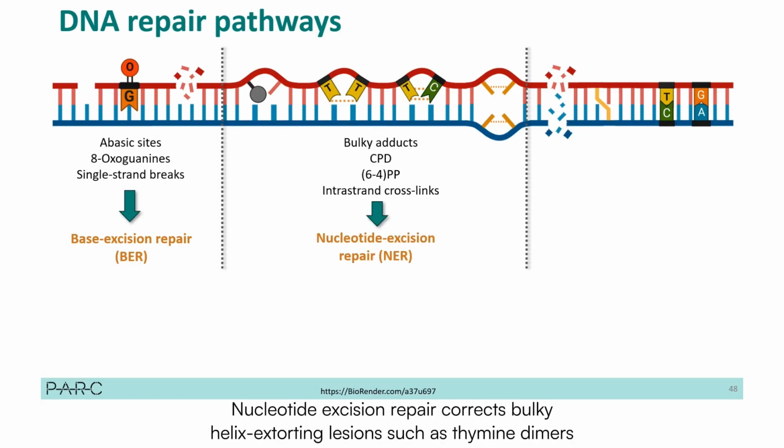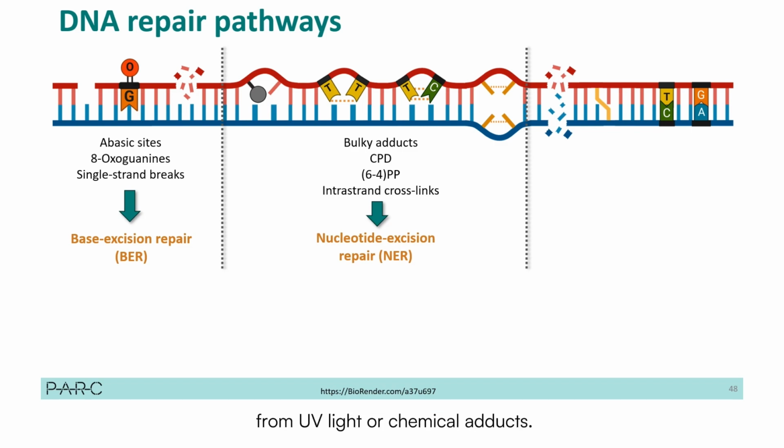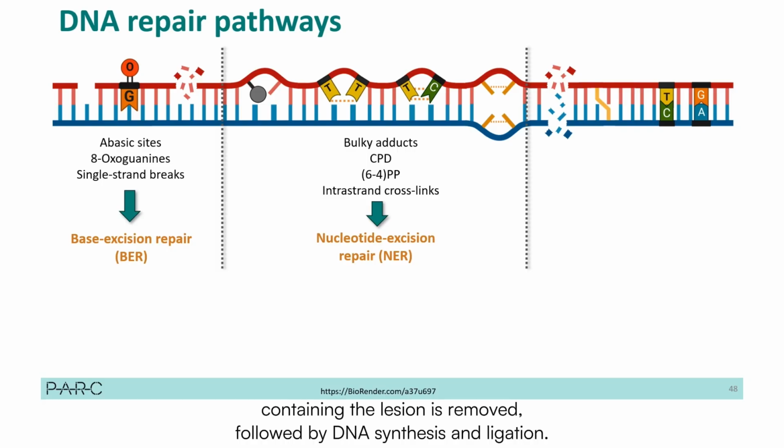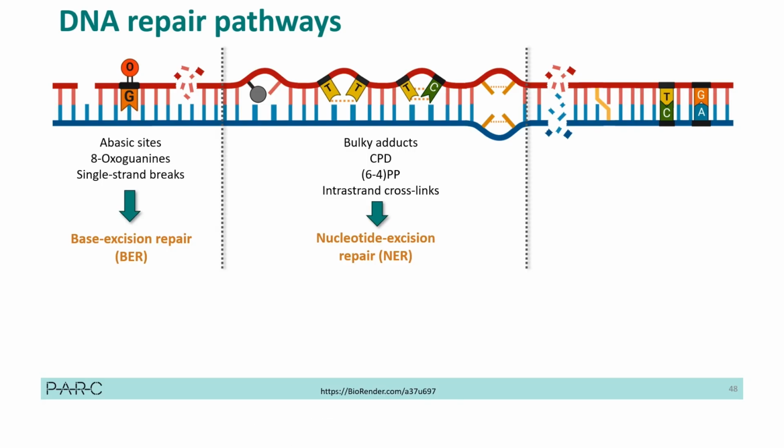Nucleotide excision repair corrects bulky helix-distorting lesions, such as thymine dimers from UV light or chemical adducts. In its repair, a short single-stranded DNA segment containing the lesion is removed, followed by DNA synthesis and ligation.